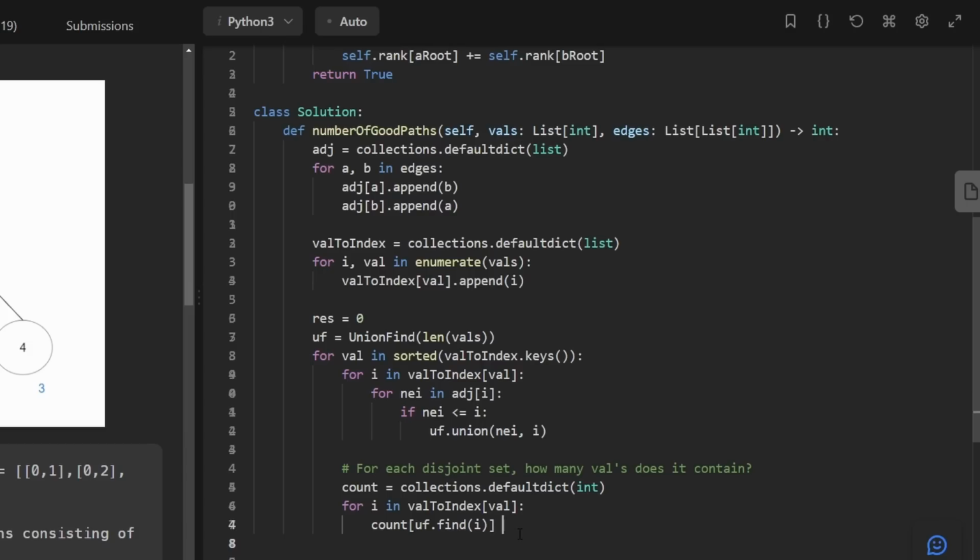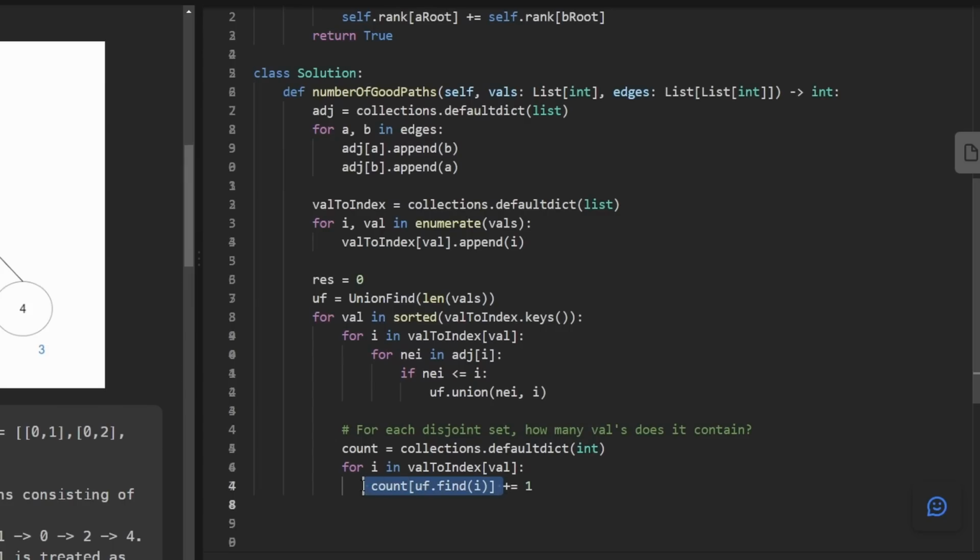And now we're going to increment that count by 1 because we know that this node is a part of this disjoint set. And we're going to take this count, just like I talked about in the drawing, and then increment our result with that value. And we probably don't need to call union find multiple times here, but it doesn't really make a difference. We could have just stored the value in a separate variable, but it wouldn't really change anything.